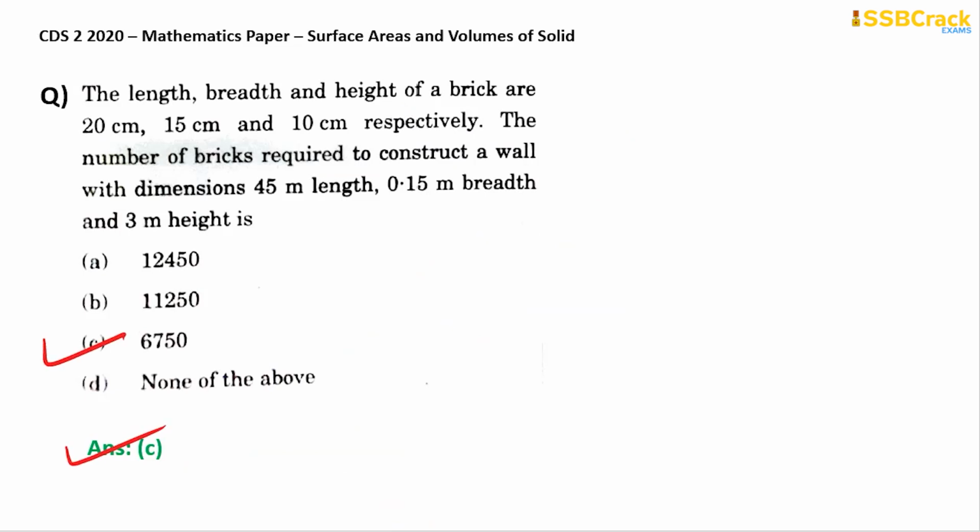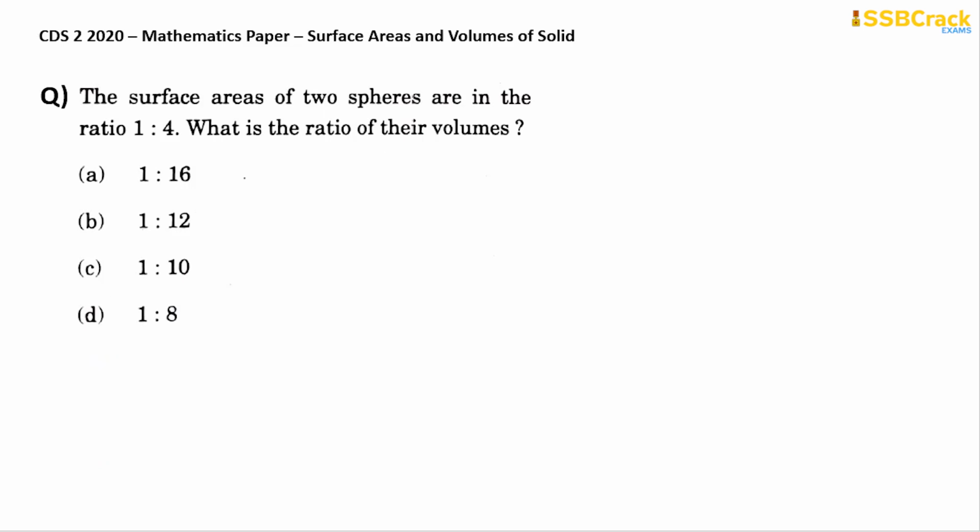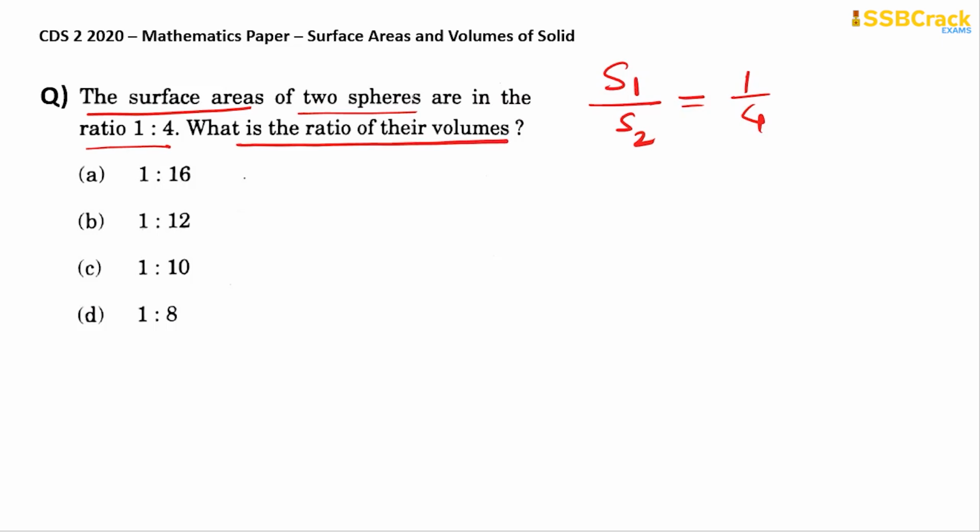Let's come on to the next question now on surface areas and volumes. The surface areas of two spheres are in the ratio. We have the surface areas S1 and S2 ratio for two spheres, okay, and the ratio is 1:4. And we are asked to find the ratio of their volumes, alright.